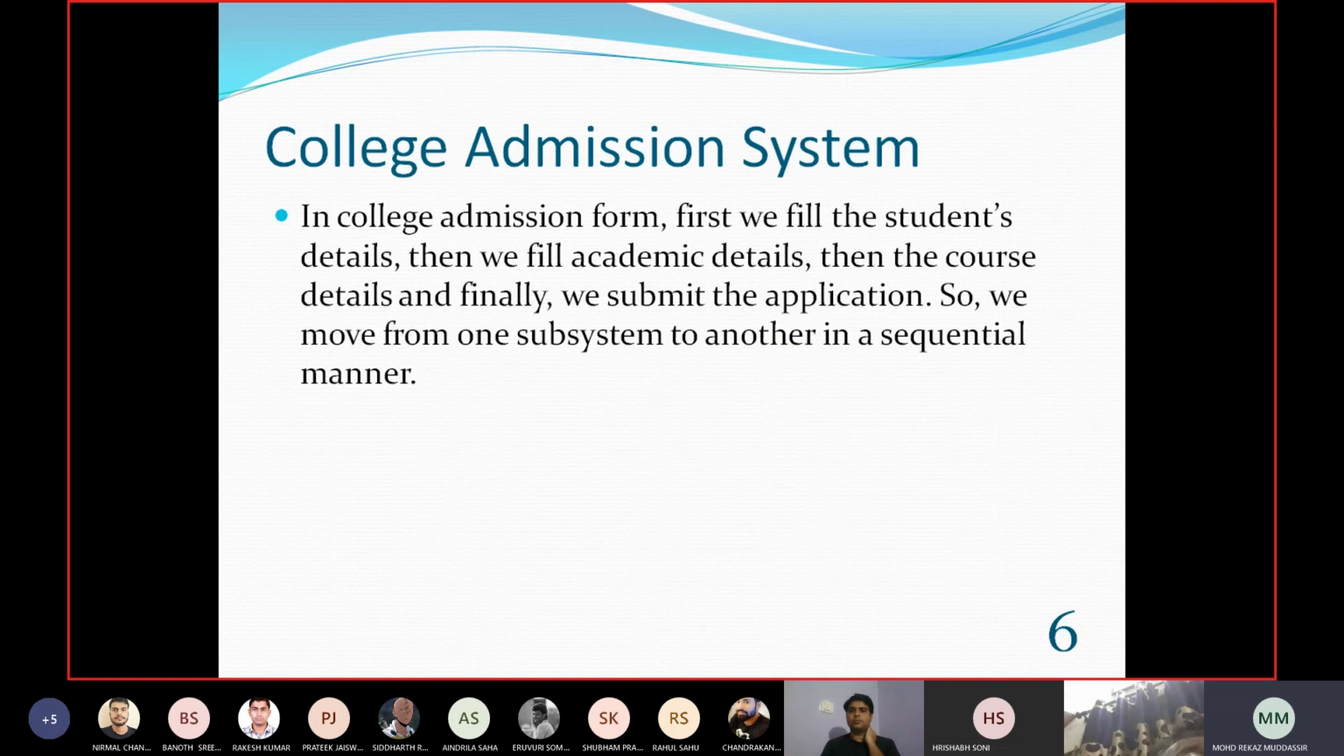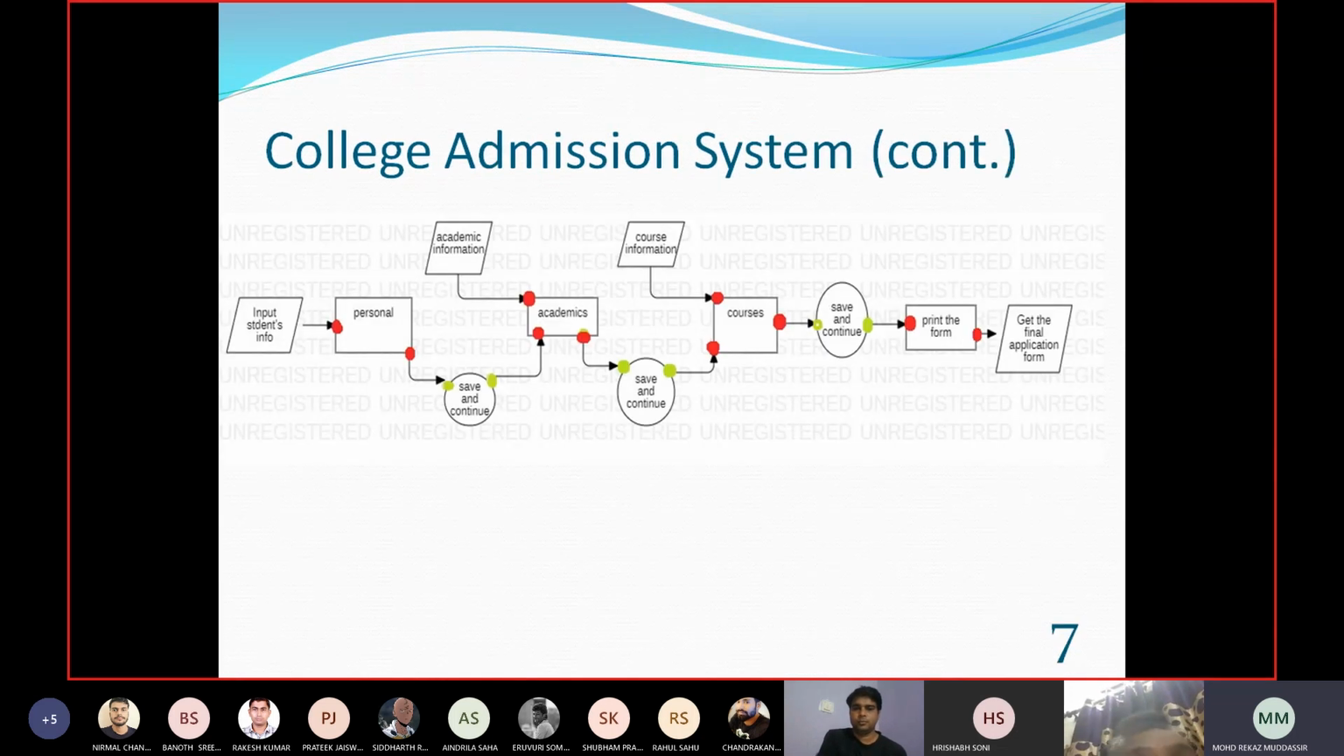I have used this example of a college admission system. So what happens in college admission? First the student will fill in his own details, then his academic details, and then his course details, like in which course he or she wants to enroll, and then finally we submit the application. So we move from student detail to academic detail to course detail and finally submission. We are moving in a sequence, from one subsystem to another subsystem. So here is an example of how it's done.